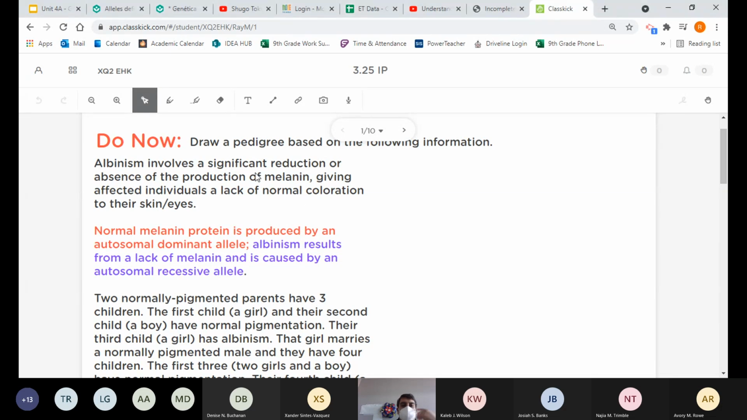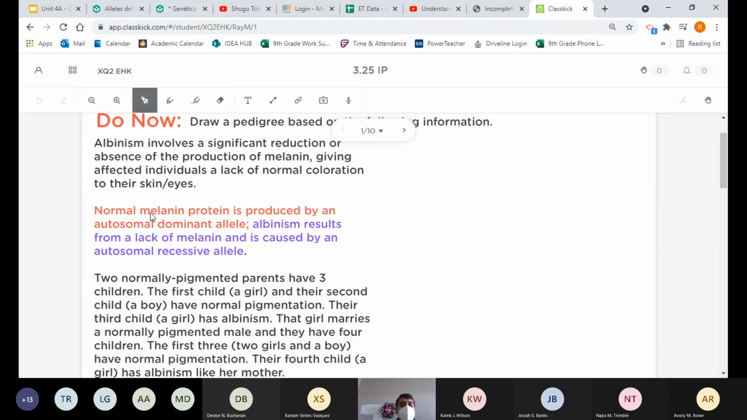Okay, so albinism involves significant reduction or absence of the production of melanin, giving affected individuals a lack of normal coloration to their skin or eyes. So we're given a condition, we're kind of told what it does, and then it moves in to tell us more about inheritance patterns. So normal melanin protein is produced by an autosomal dominant allele.